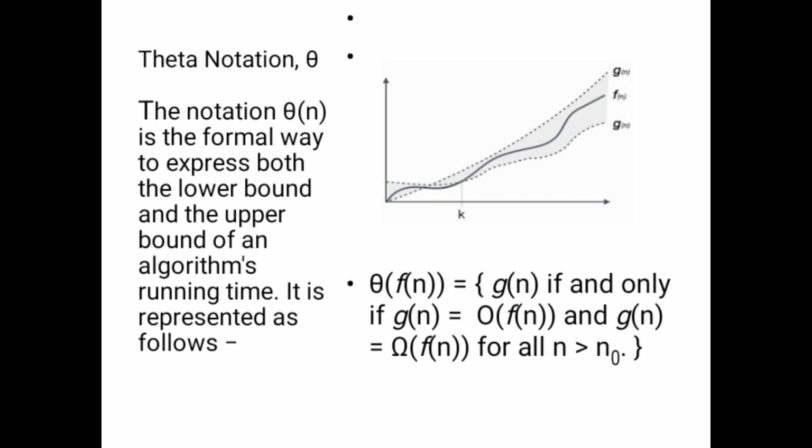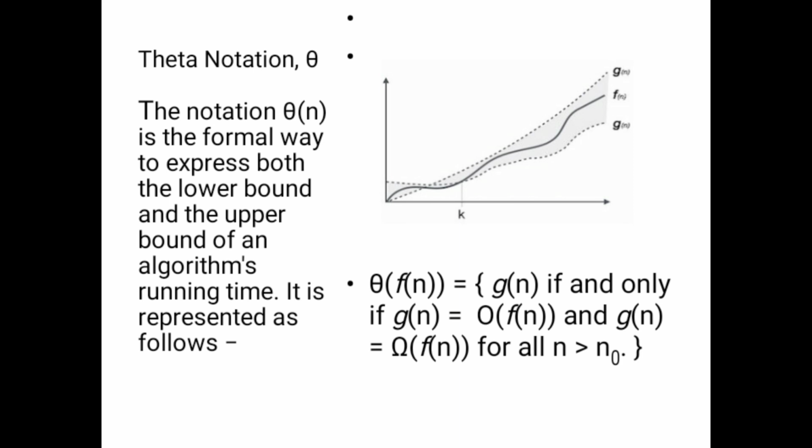So if we draw the graph of f of n, c1 into g of n and c2 into g of n versus n, the graph of f of n lies above the graph of c1 into g of n and lies below the graph of c2 into g of n for sufficiently large values of n, as shown in the diagram. This notation is used to denote both lower bound and upper bound on a function f of n within a constant factor. The upper bound on f of n indicates that function f of n will not consume more than the specified time c2 into g of n.